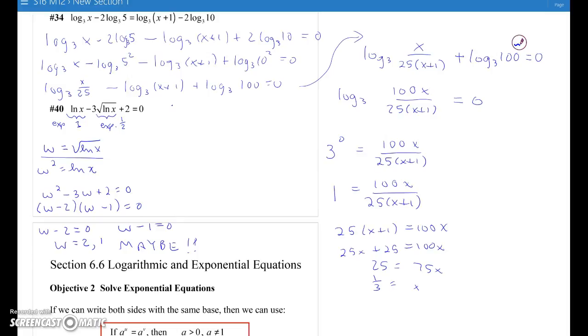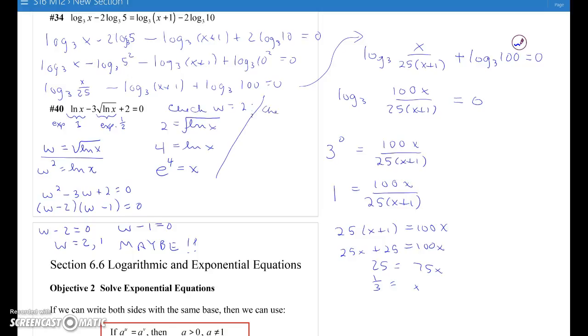So now let's check w equals 2. So I'm going to say, what if 2 equals the square root of ln of x? If I square both sides, I'm going to get 4 equals the ln of x. Then solve for x by writing in exponential form and have e to the 4th equals x. So that's one of my answers.